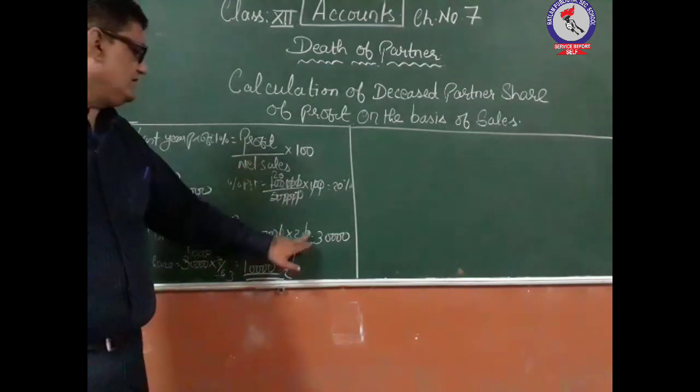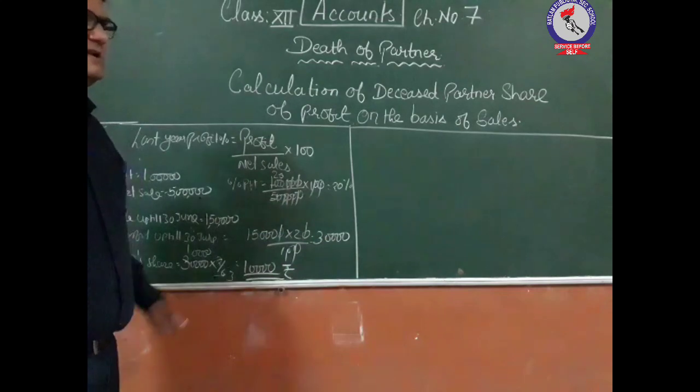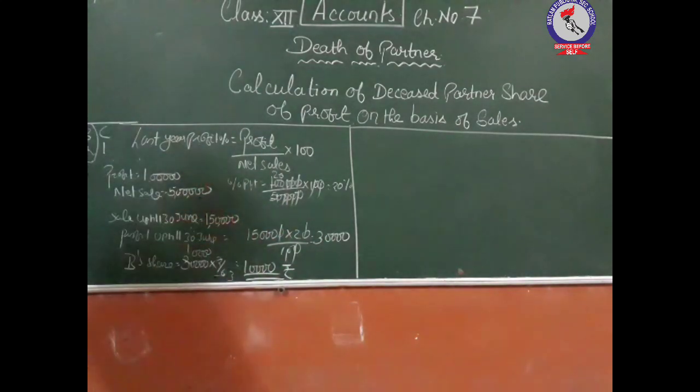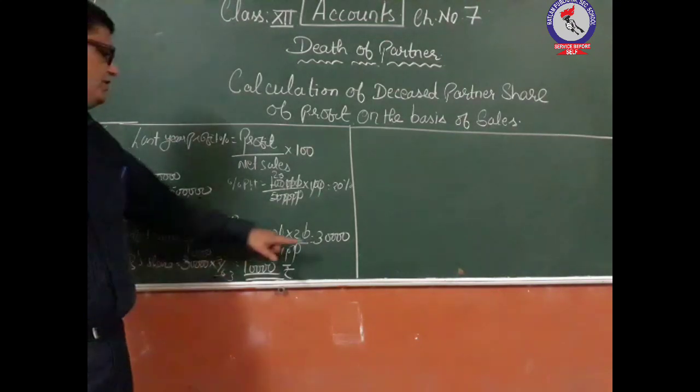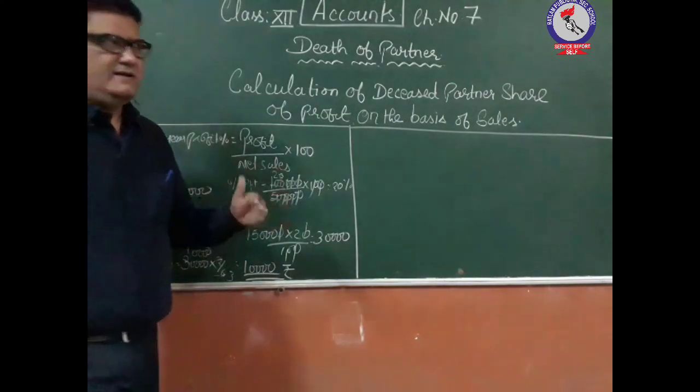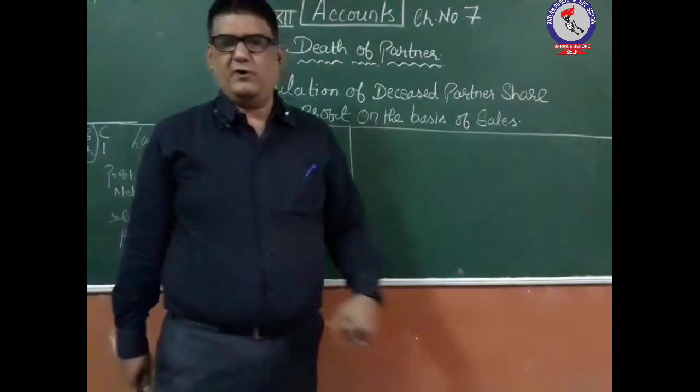So we have found out this total profit, that is 30,000. This is the 30,000 amount for 3 months only. So now B share will be 2 by 6 of this 30,000. There will be no time bound calculation because this profit what we have got is only for this 3 months only.